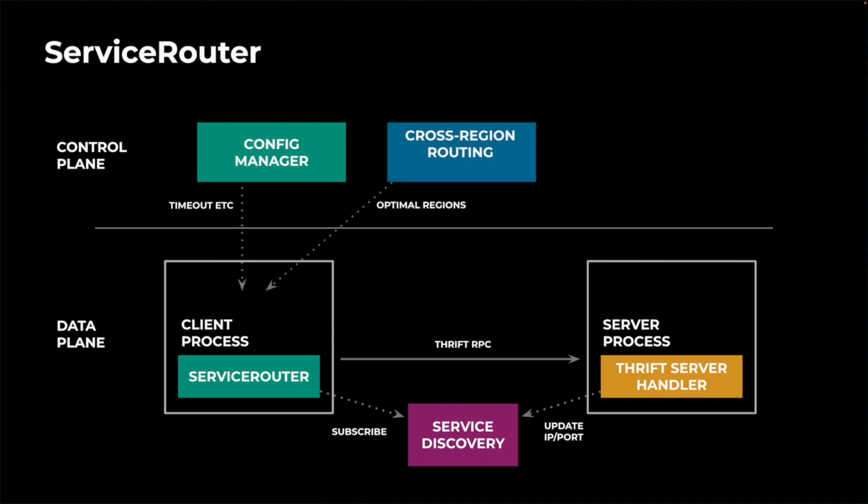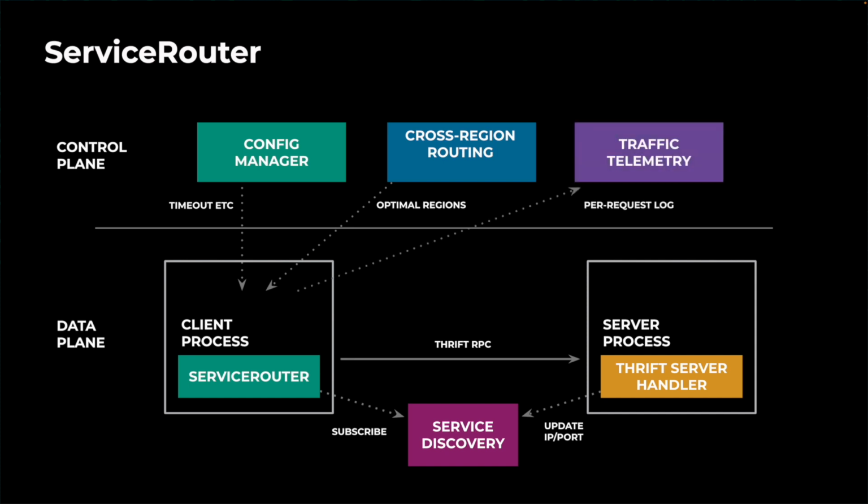Next, the cross-region routing module is very distinct in its design. The main task of this module is to periodically push updates to ServiceRouter to help it choose a region that satisfies both latency and load requirements of the service. We'll talk more about this later on.